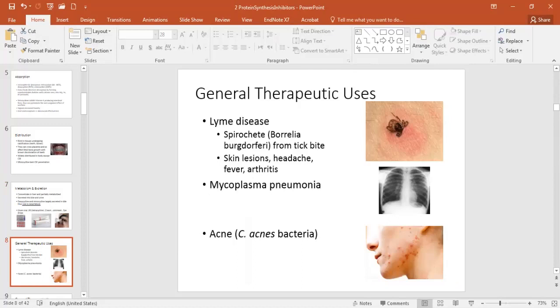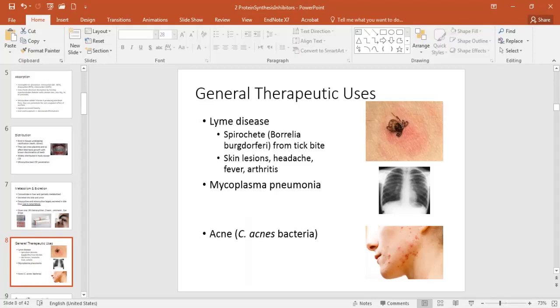General therapeutic uses. This disease is called Lyme disease. It is caused by a kind of bacteria called spirochetes, specifically Borrelia burgdorferi, from a tick bite. It comes from some insects, called ticks. It leads to skin lesions, headache, fever, and arthritis.